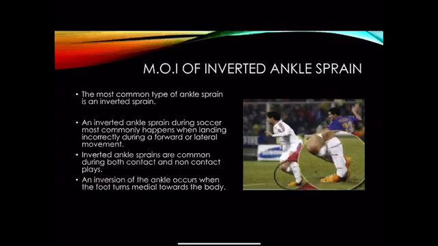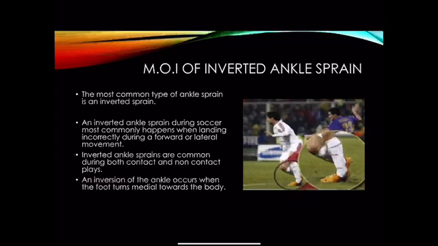There's a photograph of what an inverted ankle sprain would look like. And there are 2 types of ankle sprains, inverted and everted. And inversion is the most common, not only in soccer, but in general for all sports. Inverted ankle sprain during soccer most commonly happens when landing incorrectly during a forward movement or a lateral movement. Inverted ankle sprains are common during both contact and non-contact plays.